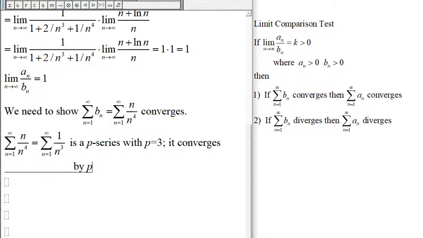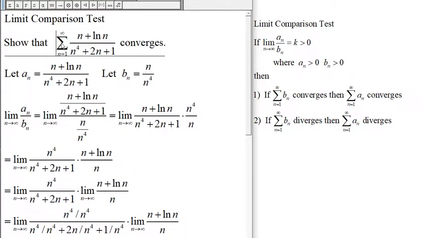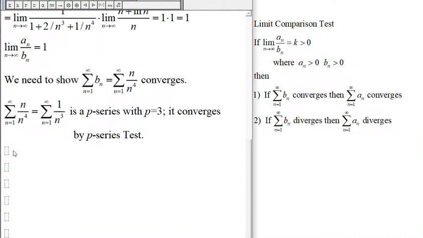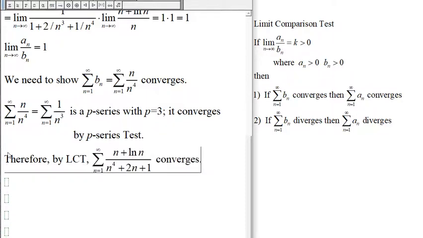By the p series test. Recall that the p series test says that if we have a p series and p is greater than 1, then the series converges. And so now we have shown two things. We've shown that the limit of a sub n divided by b sub n is equal to a real finite positive number. And we've also shown that the series b sub n converges. And therefore, by the limit comparison test, the original series converges.